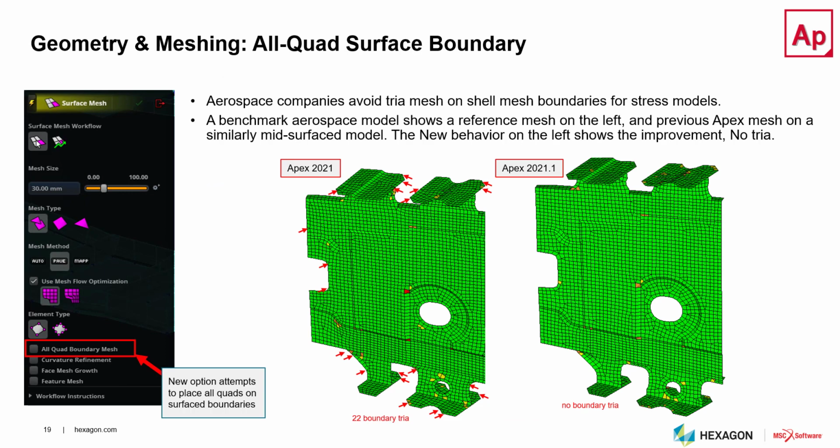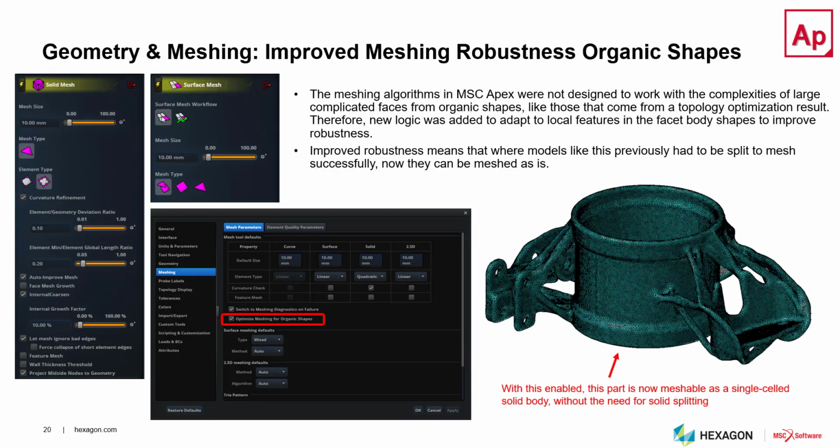Now, along those same lines, we have also improved and listened to our customers who requested this new technology, which is I want quads only on the boundary. Okay, I want Apex to optimize all the rest of the mesh, but I want an all quad boundary mesh. And thus we have that ability. Now it is off by default, but you can check it and you can use it.